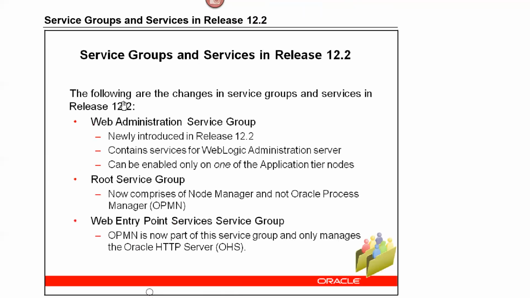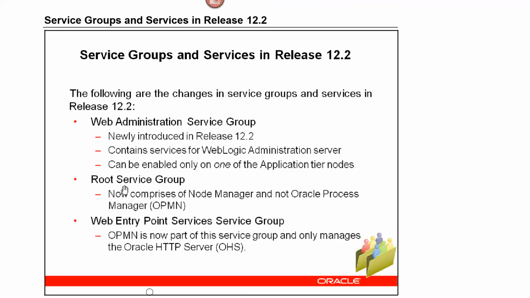Okay. So service groups and services in release 12.2. In 12.2, we know that WebLogic server came into the picture, right? So the following are the changes in service groups and services in 12.2. We have something called Web Administration Service Group. This was introduced in 12.2. It contains services for the WebLogic administration server, and can be enabled only on the application tier nodes.